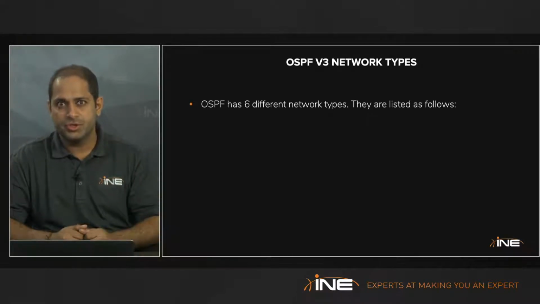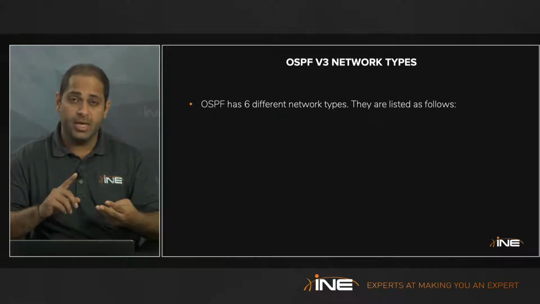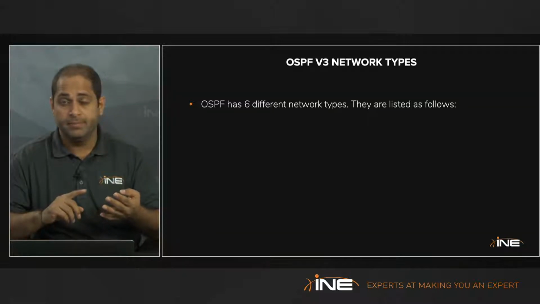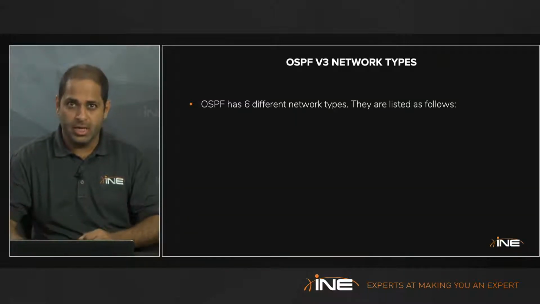So how different is OSPF version 3 from OSPF version 2? It's pretty much the same, with the network types being pretty much the same. If you remember, in OSPF version 2, we had point-to-point, we had point-to-multipoint, we had non-broadcast, we had the broadcast segment, and then we had a point-to-multipoint non-broadcast.